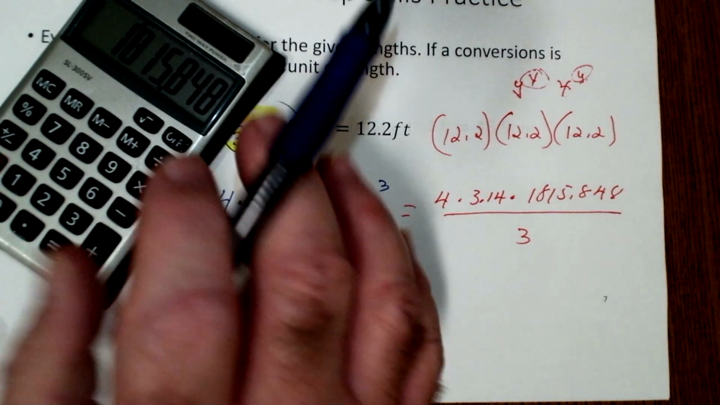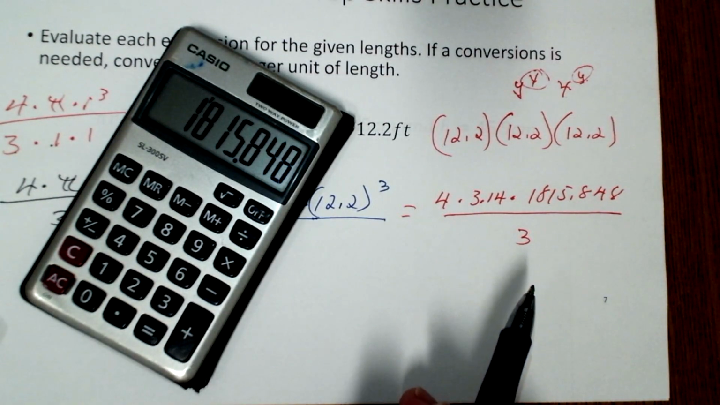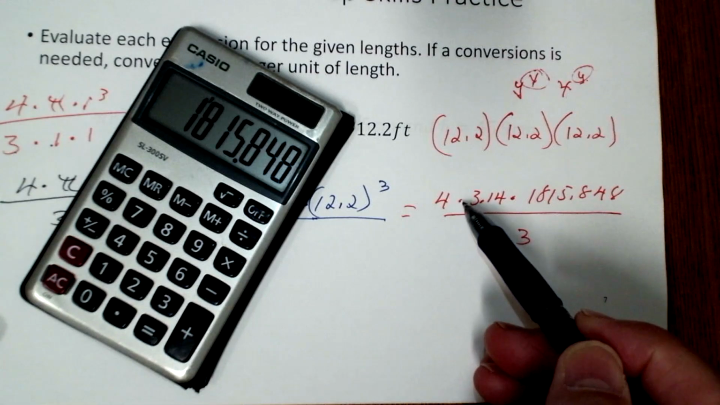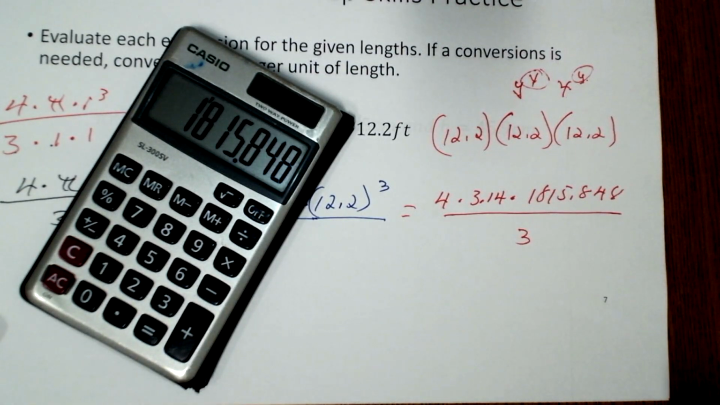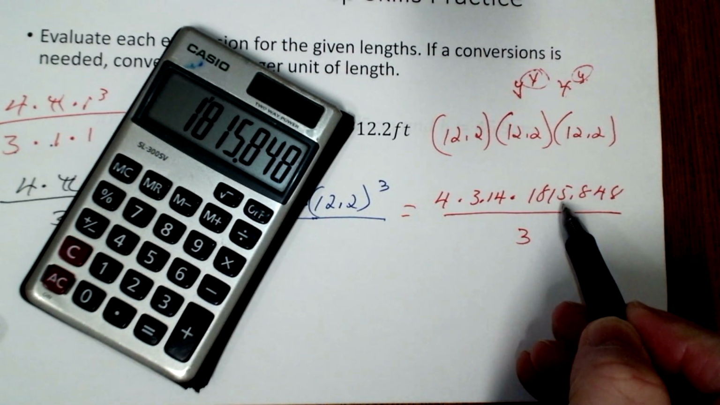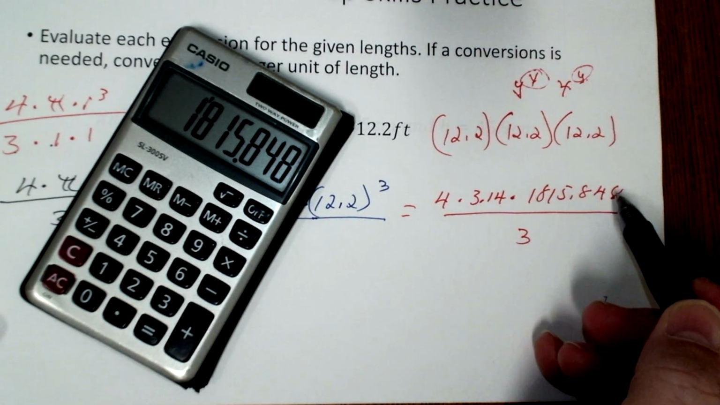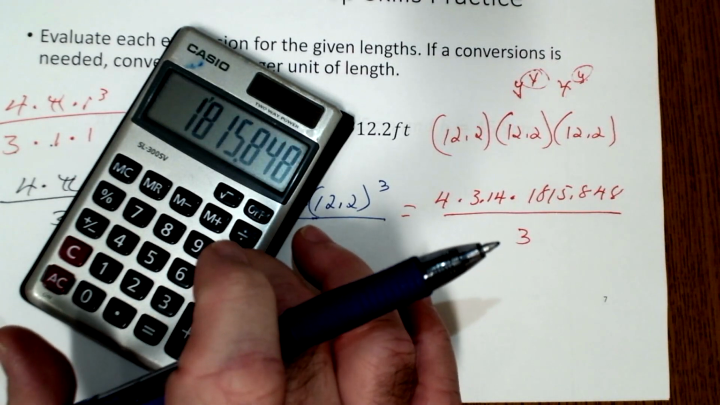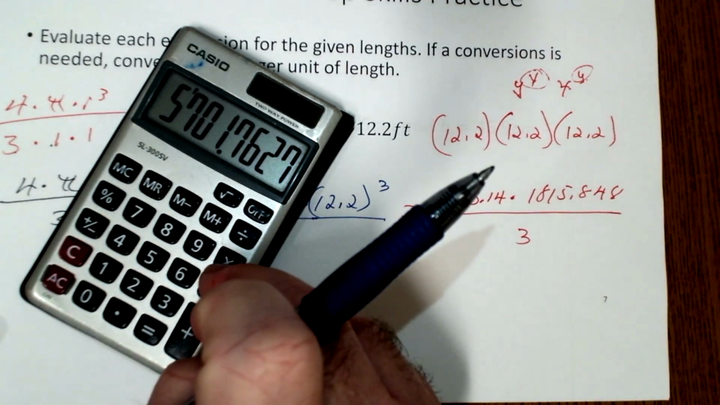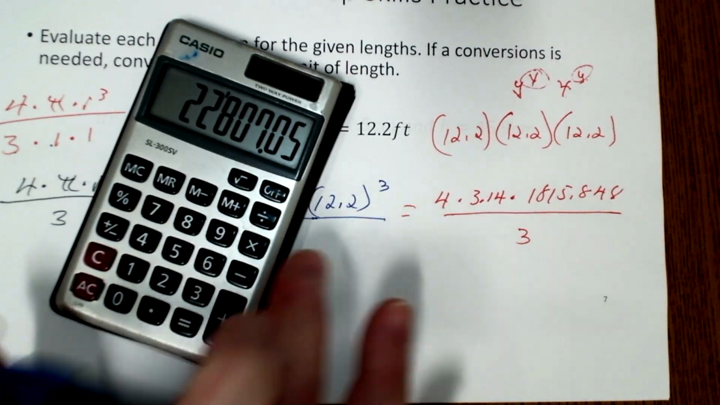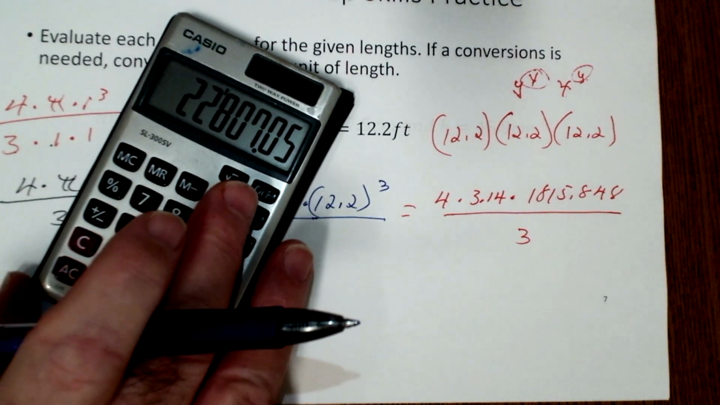So we don't have to clear that number from the calculator and then go 4 times 3.14 times that value. The order we multiply in doesn't change the solution. So I'm going to leave this number in the calculator, and I'm going to multiply from right to left. So times 3.14 equals, times 4 equals.